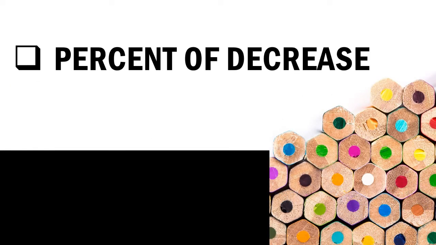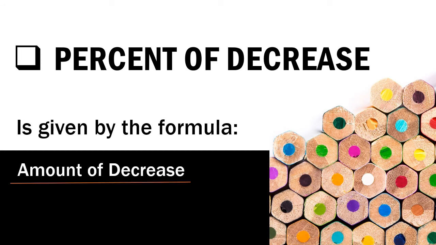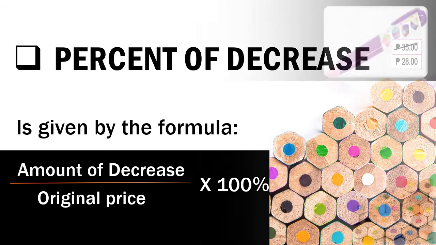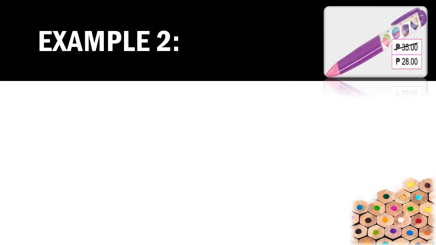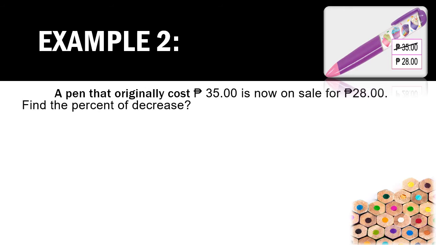Next, let's go to percent of decrease. It is given by the formula amount of decrease over original price times 100%. Example: a pen that originally cost 35 pesos is now on sale for 28 pesos. Find the percent of decrease.